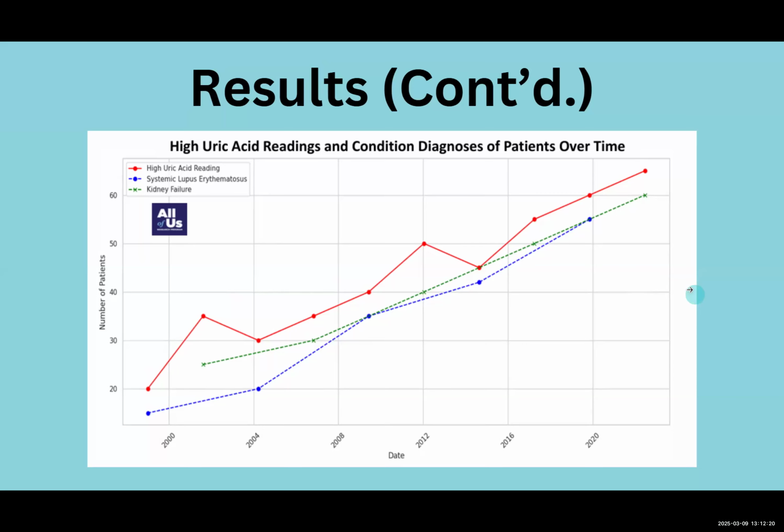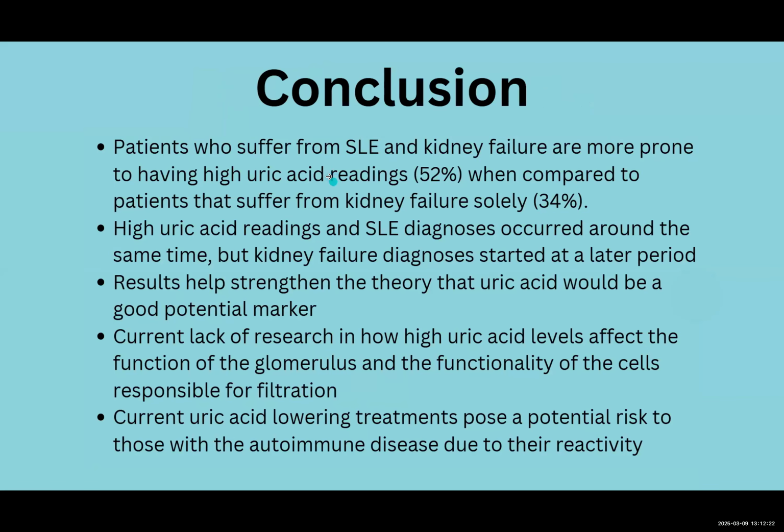And the conclusions we came to: patients who suffer from SLE and kidney failure are more prone to have high uric acid readings, at 52% of them, when compared to patients that suffer from kidney failure alone, which was at 34%. High uric acid readings and SLE diagnoses occurred around the same time, but kidney failure diagnosis started at a later period. As I mentioned, this helps strengthen the theory that uric acid would be a potential early marker.